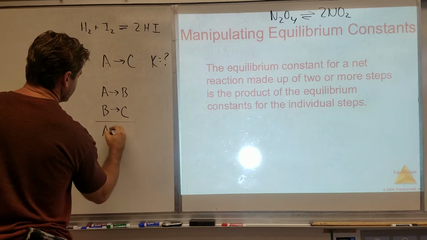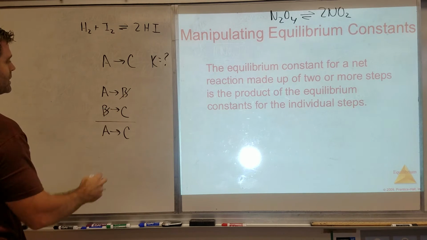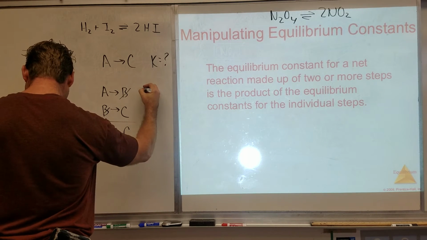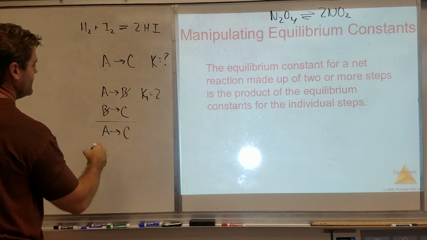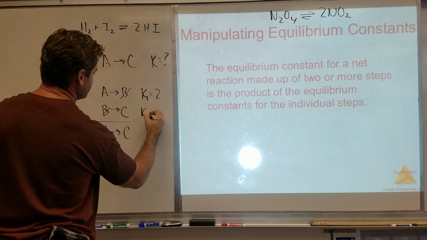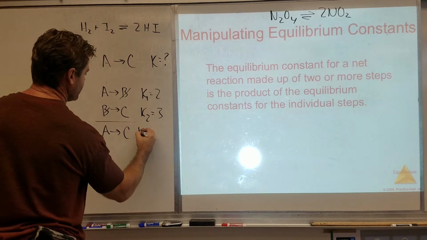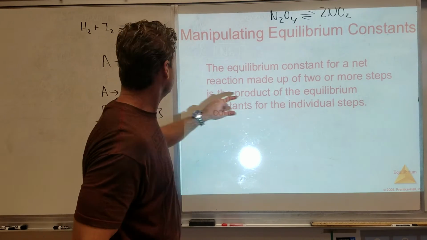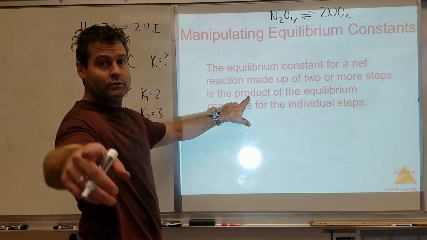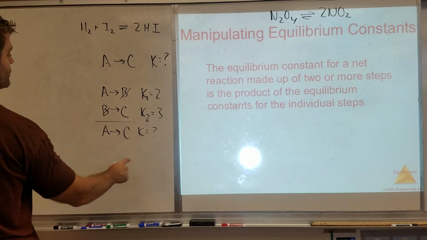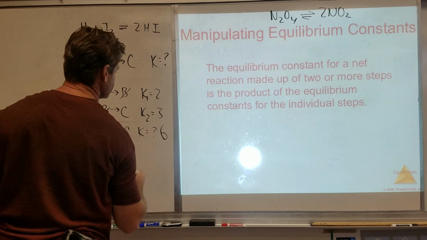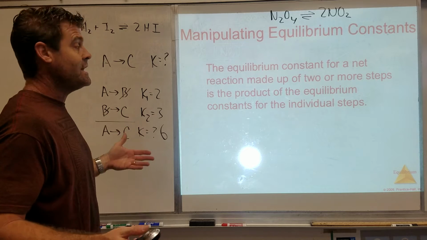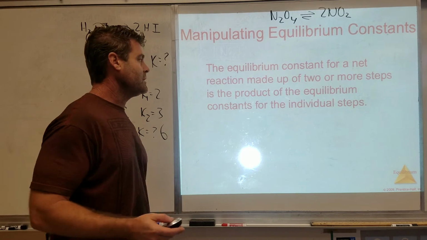You guys can see how the sum of these works. But let's say I get the K value for this reaction. The K value for this reaction is, let's say, K1, let's say it's 2. And let's say the K value for this reaction, the K2 I'll call it, is 3. The question is, what's the K value for this? The equilibrium constant for a net reaction made up of 2 or more steps is the product. What does product mean? It means you multiply. So what would be the overall K value? I multiply these and I get 6. That's just something you could remember, and it'll save you some work if you know what to do with the K values.